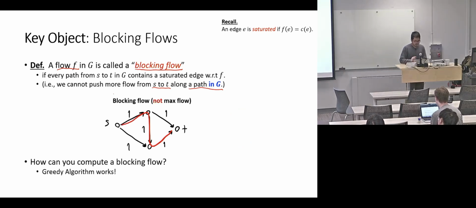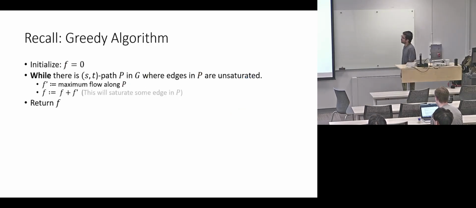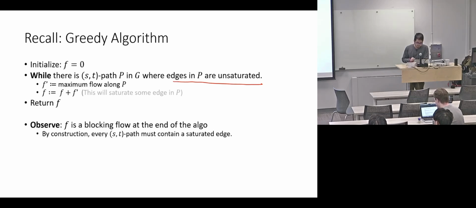Anyway, this original greedy algorithm computes a blocking flow, because it just keeps finding a path in G that is unsaturated and augments along that.